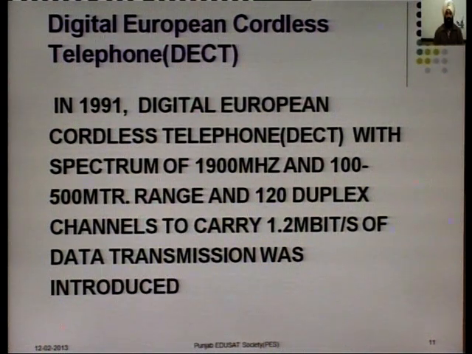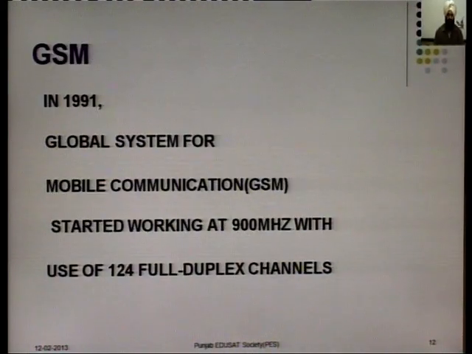Then digital European cordless telephone. In 1991, digital European cordless telephone with spectrum of 1900 megahertz and 100 to 500 meter range and 120 duplex channels to carry 1.2 megabits per second of data transmission was introduced. It came into existence in 1991 in Europe.